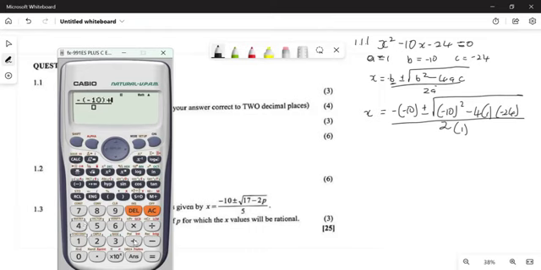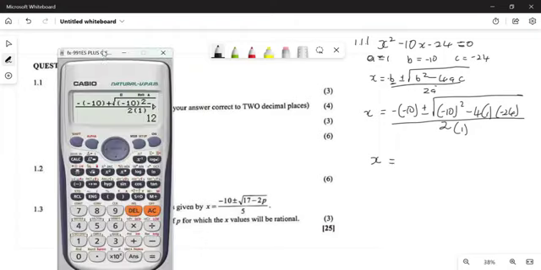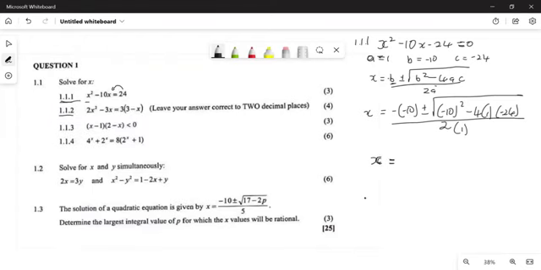So you're going to start with what? With plus again, or you start with minus? With plus. Okay, and then open bracket 10 squared minus 4, open bracket 1, close bracket, open bracket minus 24, we close our bracket. And then we said 2 multiplied by 1. And then what do you get as your first answer? I was still looking for my calculator, but let me do it first. According to mine, I got 12.